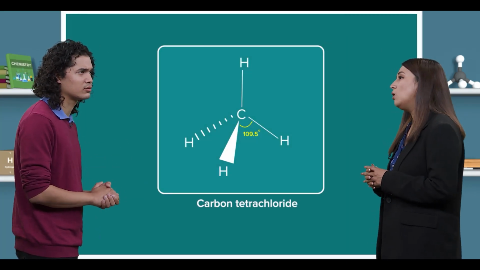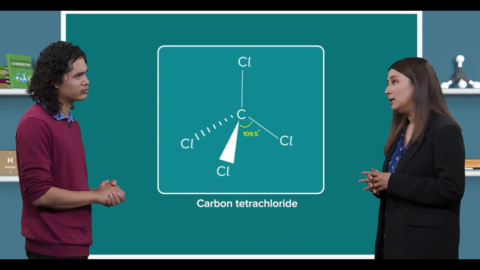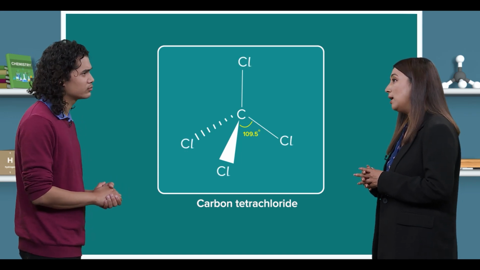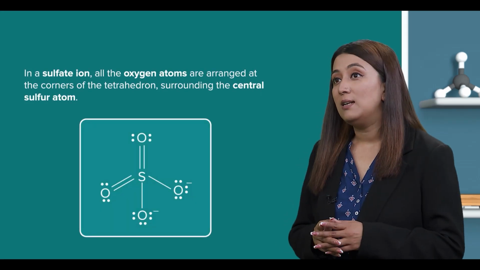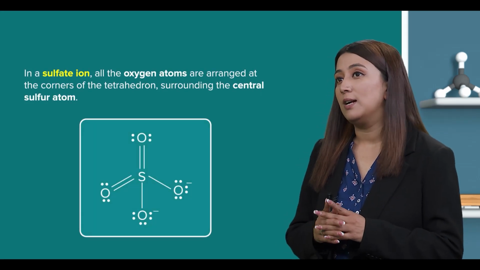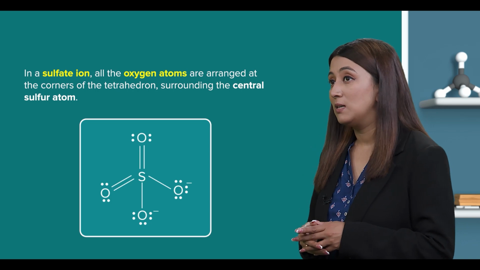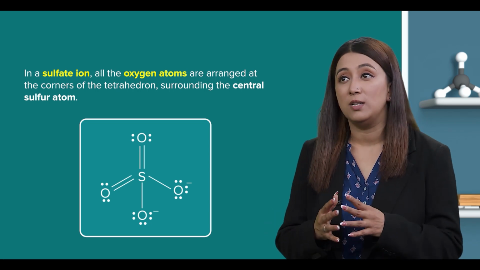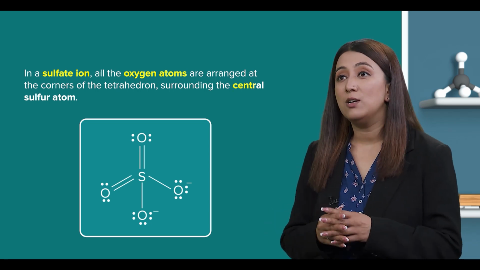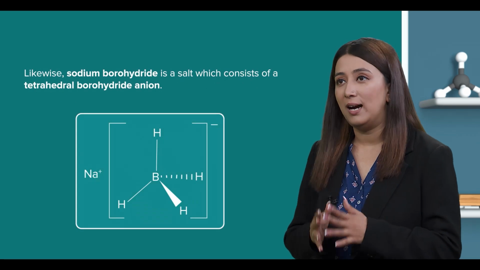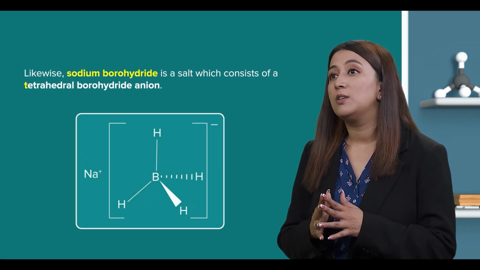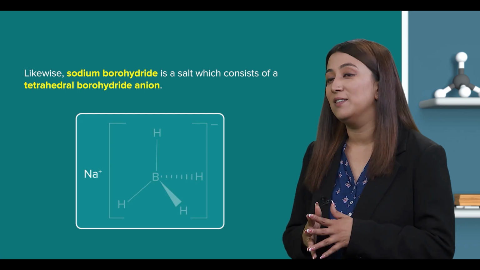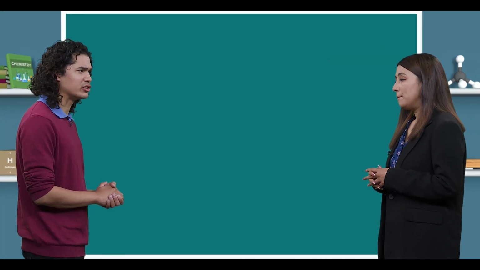Well, if we replace all hydrogens of methane with chlorine, then we'll get carbon tetrachloride, which too has a tetrahedral structure. Cool. To add to that, the sulfate ion is another example, where all the oxygen atoms are arranged at the corners of the tetrahedron surrounding the central sulfur atom. Likewise, sodium borohydride is a salt, which consists of a tetrahedral borohydride anion. Cool. So teacher, are there other types of molecular shapes as well?